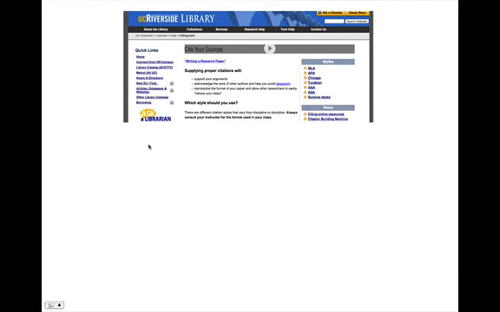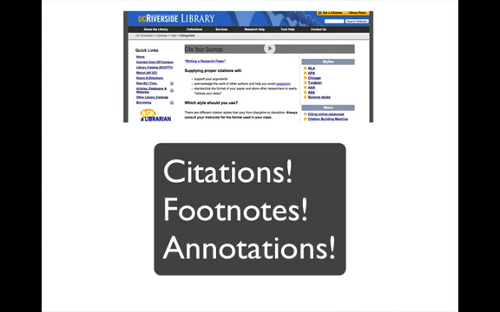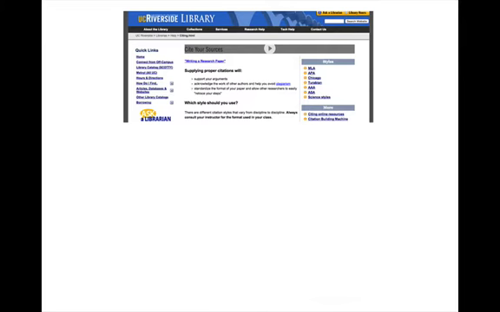Today we're going to talk about citations, footnotes, annotations. We're going to talk about their history, why they matter, and why there's a specific way to cite your sources. The university library has a page dedicated to them, but that's not the only place where we talk about them, and that's really not the only place where they matter.